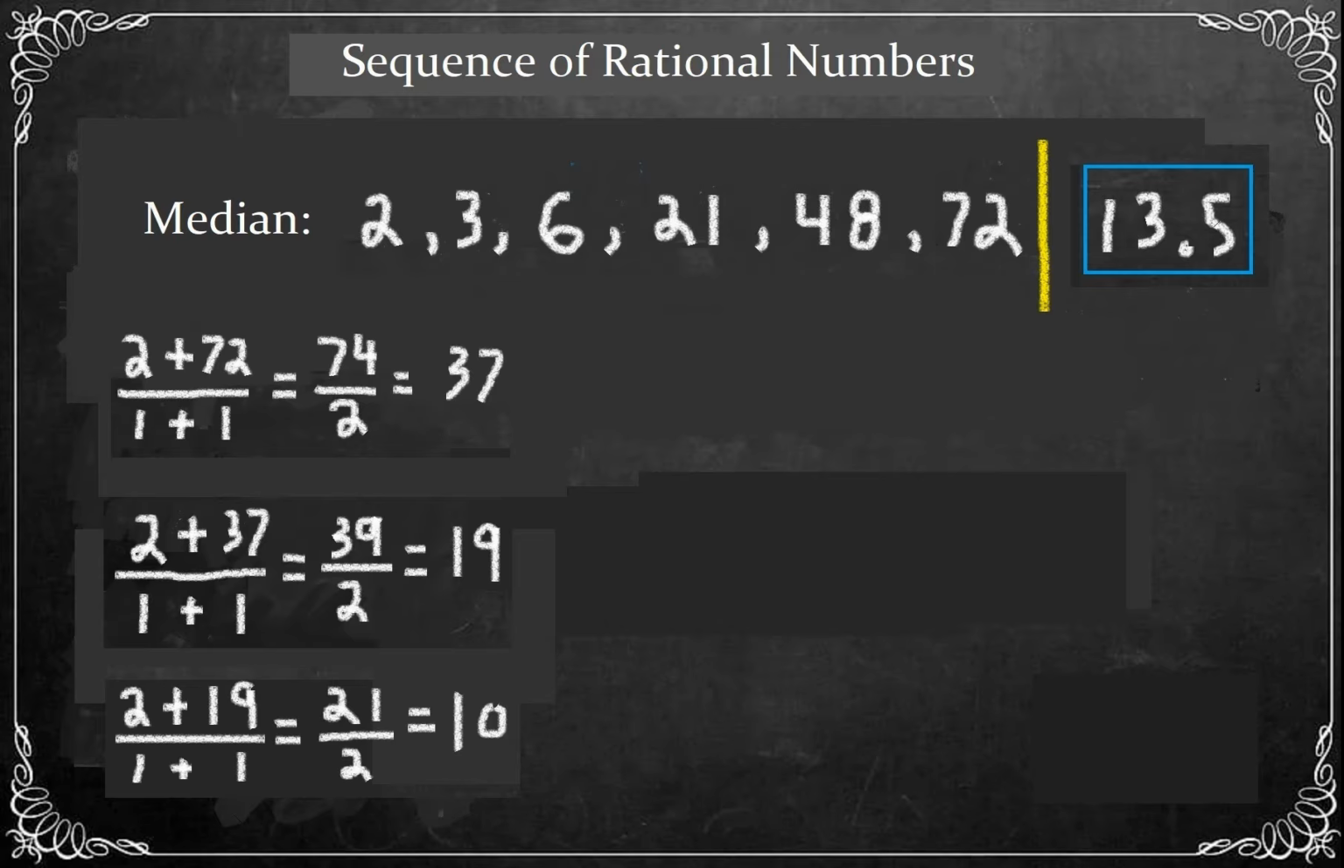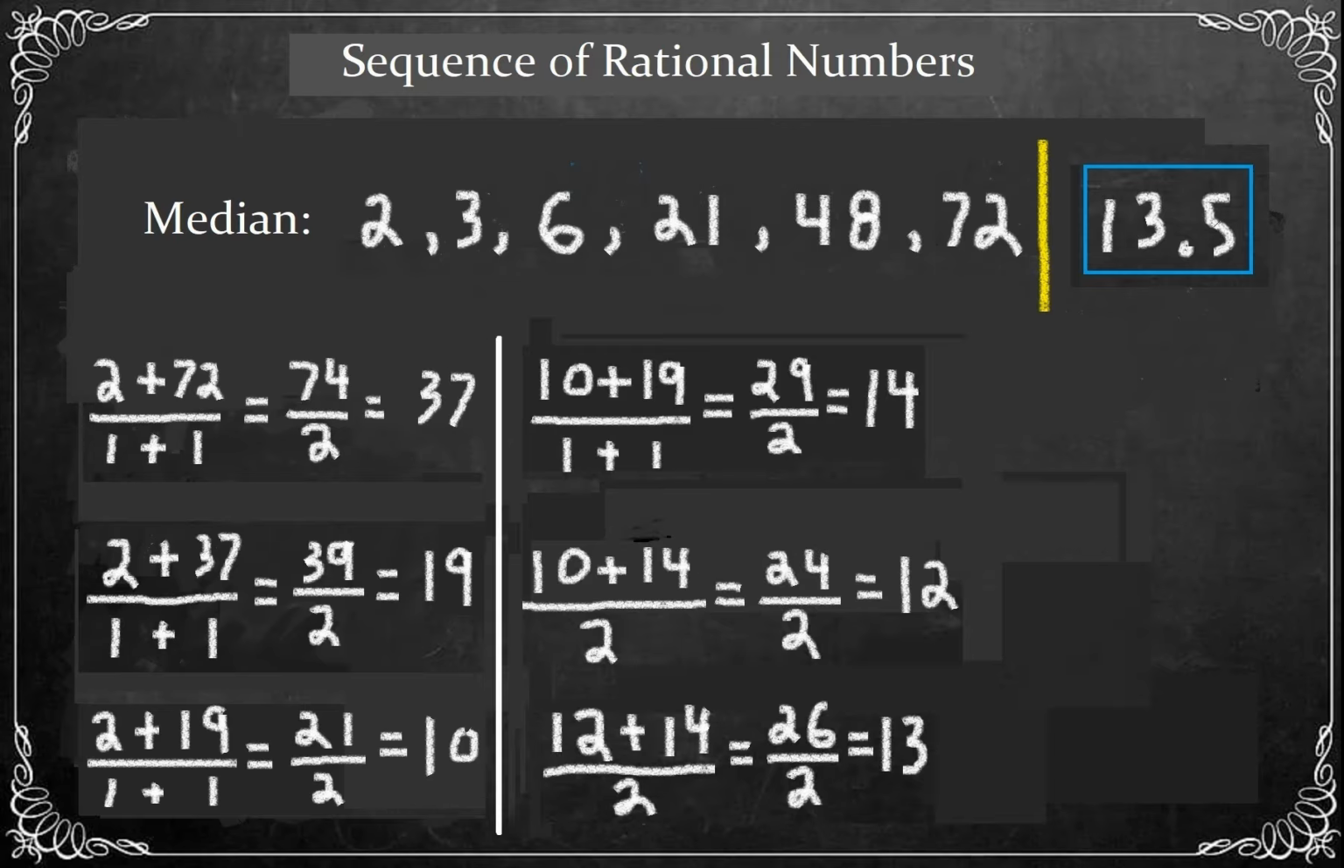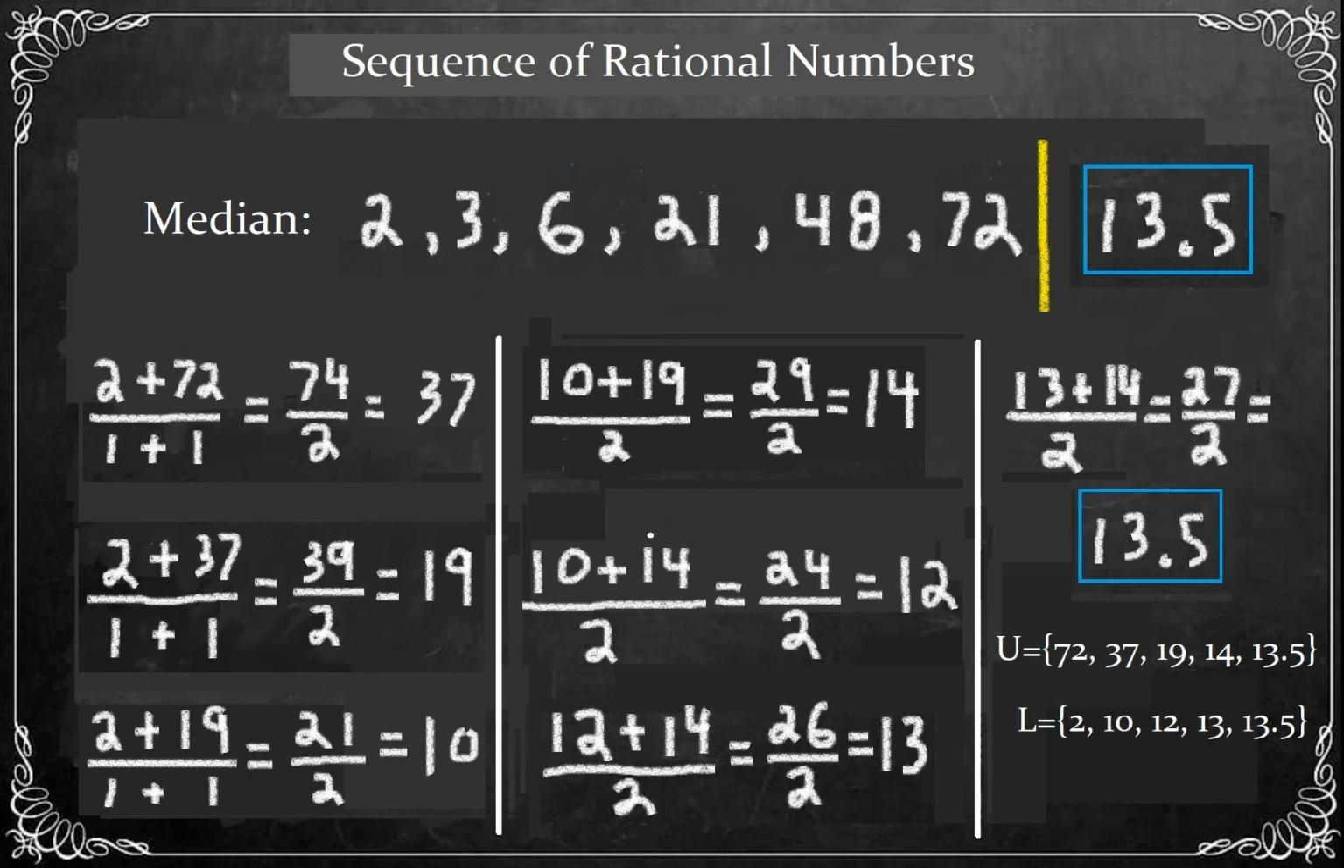Essentially, we're taking averages that approach the target number. See that? Continue the process. Now use the new smallest number 10, add with 19 to get 14. Eventually it returns the number 13. One more operation should do it. Observe, 13 plus 14 over 2 gives us the desired value, the blue box. A little tedious? Yes. But in our wake, we have two sequences of rational numbers. Both approach the target number.